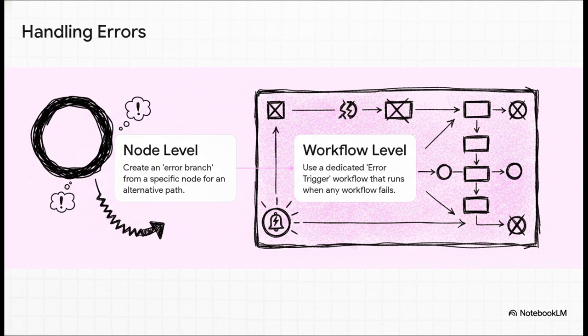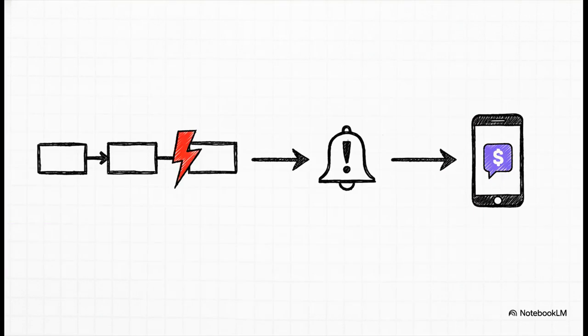But you can also handle it at the workflow level. This is where you create a totally separate workflow that uses a special error trigger, which, you guessed it, runs anytime any of your other workflows fail. It's like a safety net. And this is where that workflow level error handling becomes absolutely brilliant. You could build just one simple error workflow whose only job is to send you a quick Slack notification the second any of your other automations break. That way, you're never in the dark, you always know what's happening.